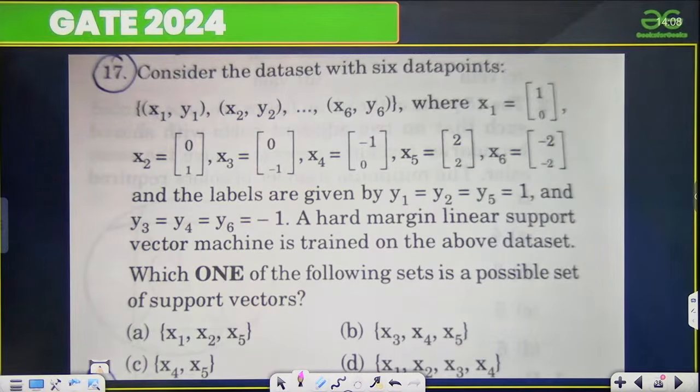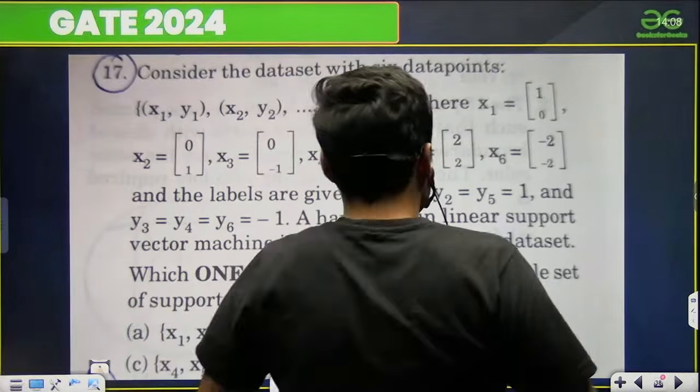Okay, it's D. Let's see. I'll give 1 more minute. I think this is a 1 mark question, I guess. Okay, let's see how to do this.